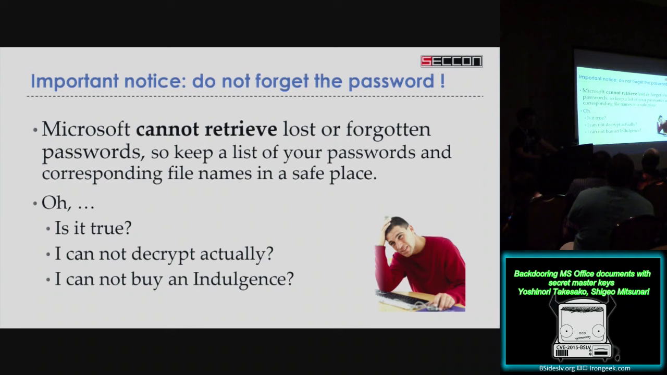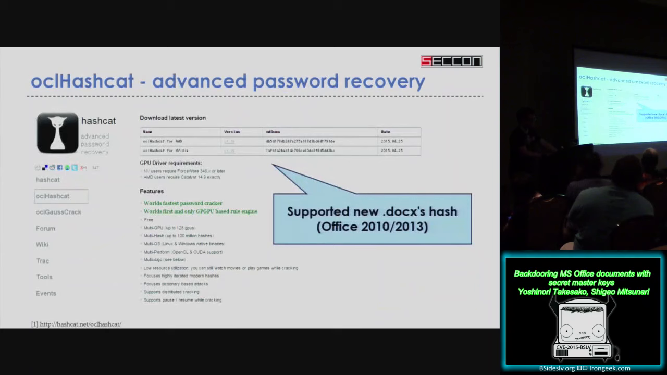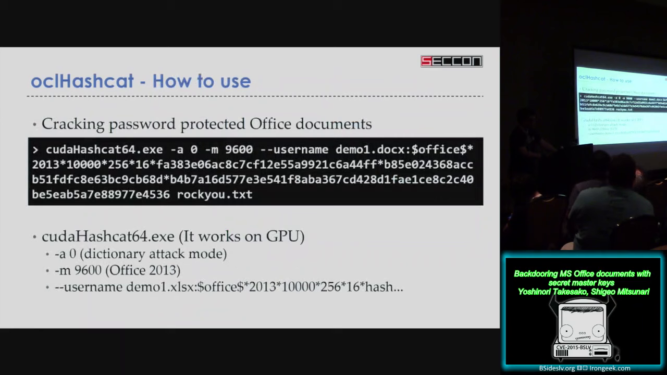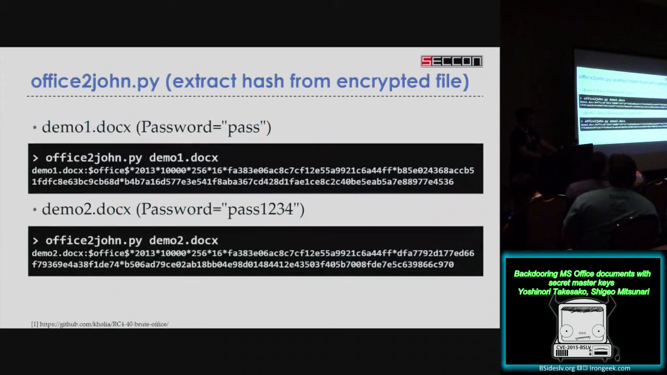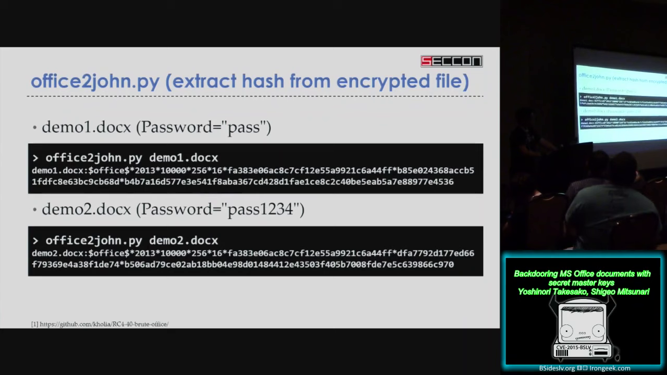For such cases, there is password recovery software. OCL Hashcat is one of the famous command-line password recovery tools. If you want to crack password-protected Microsoft Office documents, type this command. It's very easy. Recently, OCL Hashcat supports GPGPU power and a new Office document OOXML file format. Before that, you have to extract the hash value from the encrypted file with office2john.py, which is a Python script.